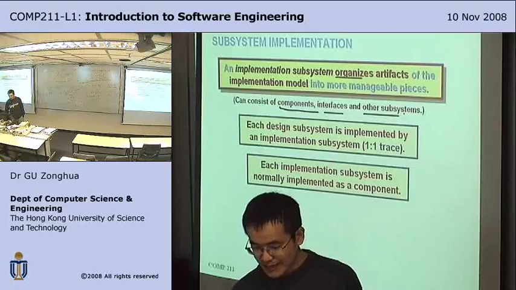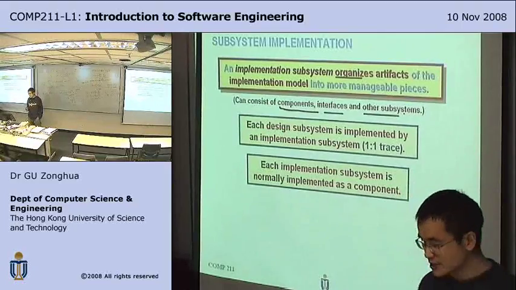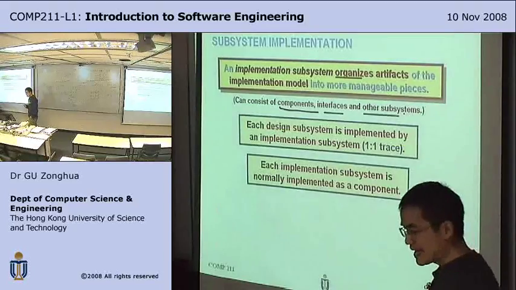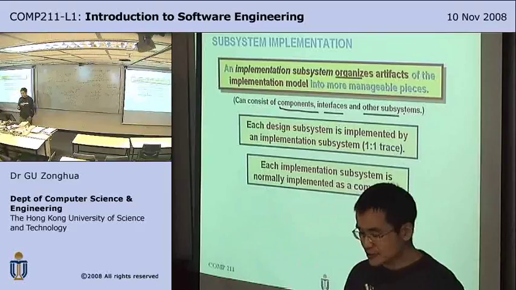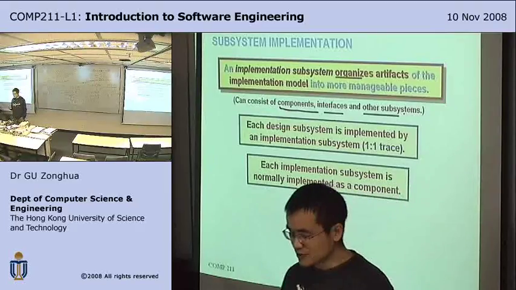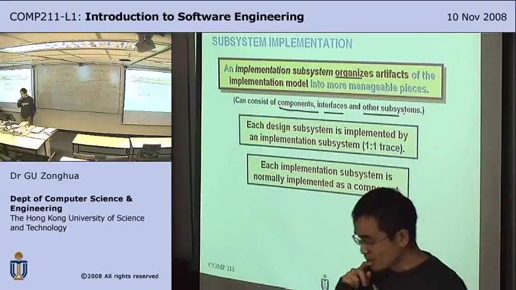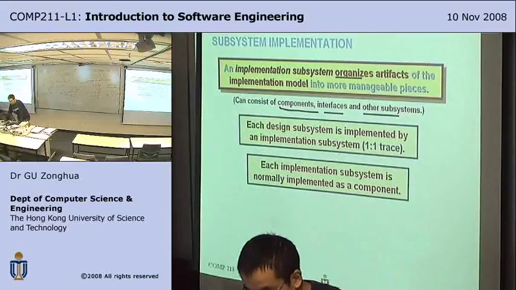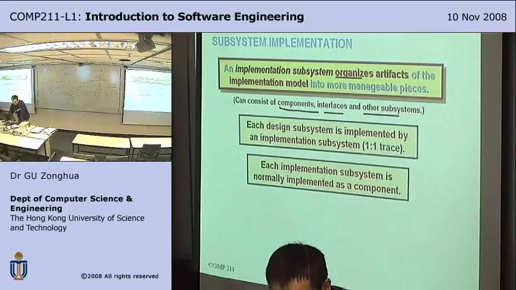This is as opposed to the traceability between the analysis packages and design subsystems, where there can be a one-to-one correspondence between an analysis package and a design subsystem, but you can also create new design subsystems that have no counterpart in the analysis package. But for implementation subsystems, you should always have a one-to-one correspondence with the design subsystem. Each implementation subsystem is normally implemented as a component.